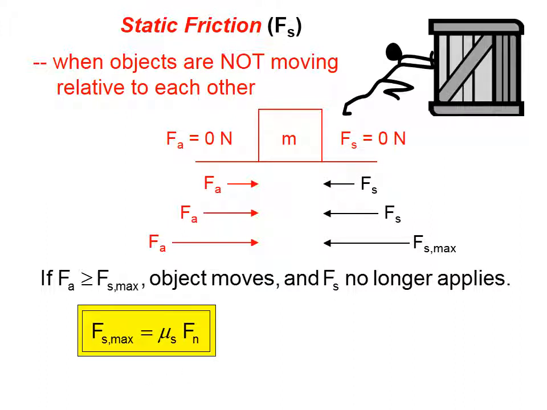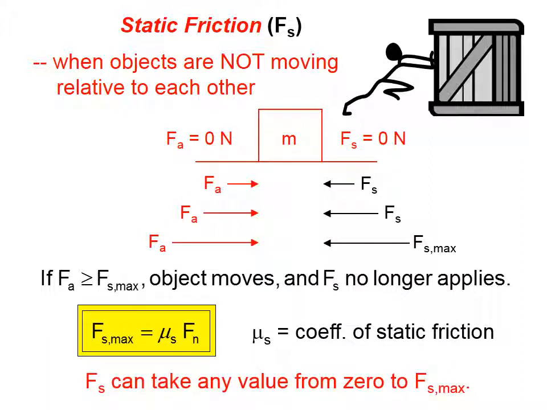The maximum static friction force can be found by this equation, mu sub s times the normal force, where mu sub s looks like a cursive lowercase u, but it's actually a lowercase Greek m, which is why we call it mu. Mu sub s is the coefficient of static friction. The static friction force can take any value from 0 up to Fs max. Sometimes we have no static friction, sometimes a little bit more, up to some maximum value.